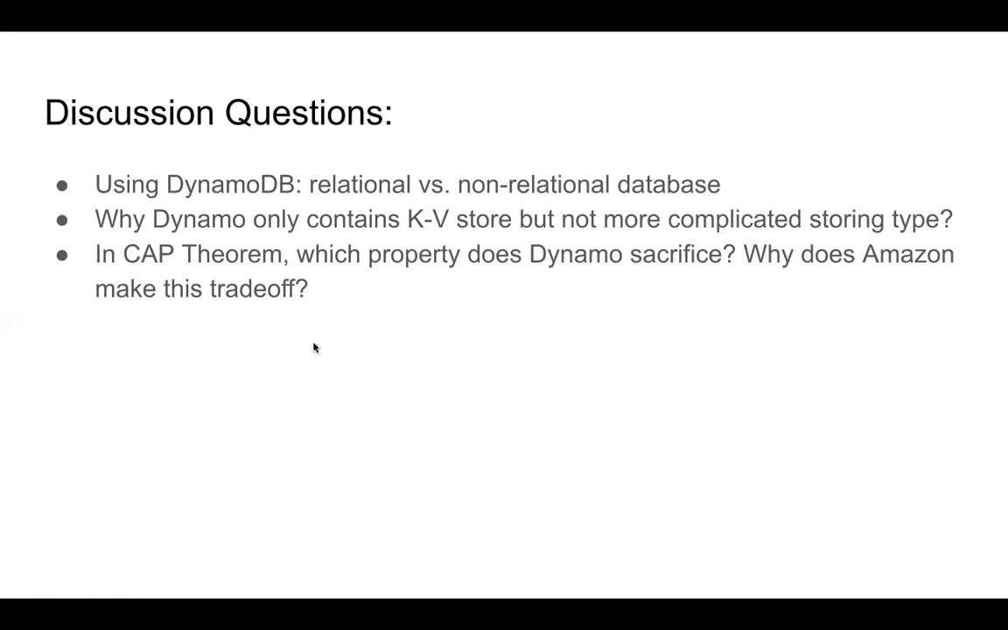My third question is, for those of you who probably learned in a distributed systems course, there is the CAP theorem. And in this famous theorem of designing distributed systems, which property does Dynamo sacrifice, and why does Amazon make this trade-off just to fulfill its own requirements?